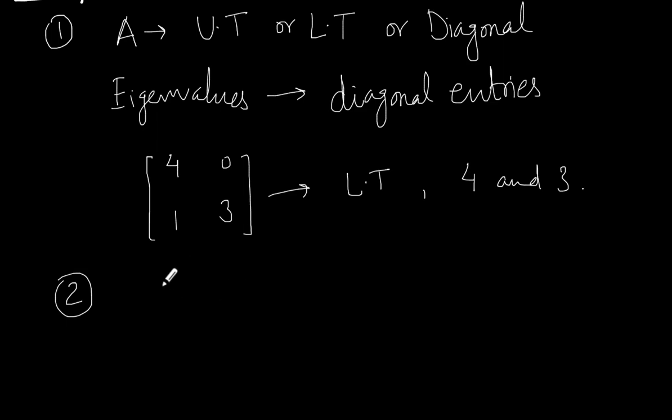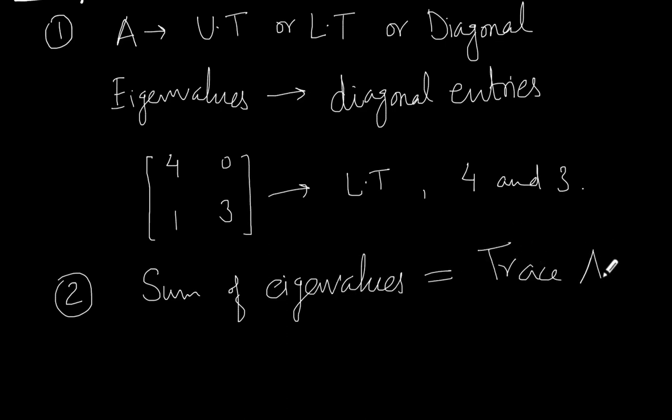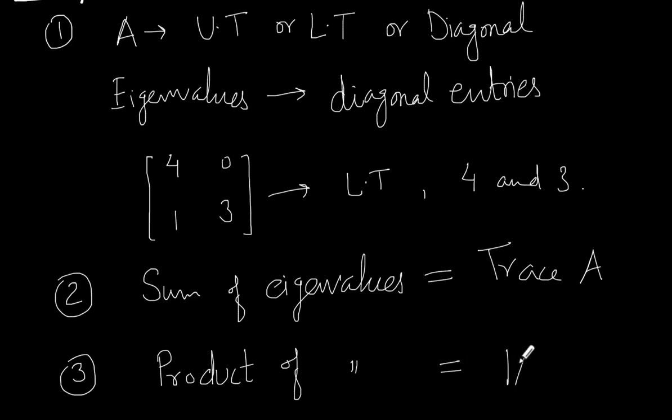The second property is that the sum of eigenvalues of the matrix is nothing but the trace of the matrix. This property might help you check whether you have found the correct eigenvalues or not. You can add them, and if they are the same as the trace, that means you have found the correct eigenvalues. The third property is that the product of eigenvalues is nothing but the determinant of the matrix.